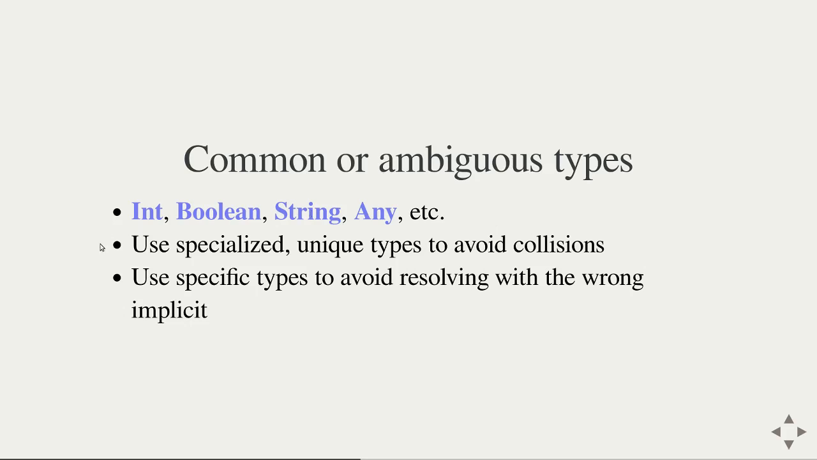So use specialized and unique types that will avoid collisions, avoid polluting the implicit scope, and avoid the wrong implicit being used at the wrong time. And then also be specific. If you can use a child class instead of a superclass as the type of your implicit, then you should probably err on the side of doing that.